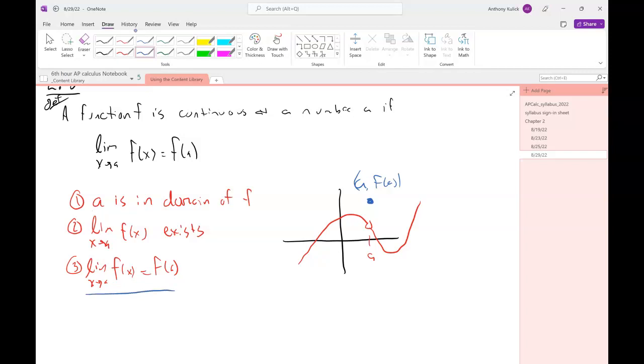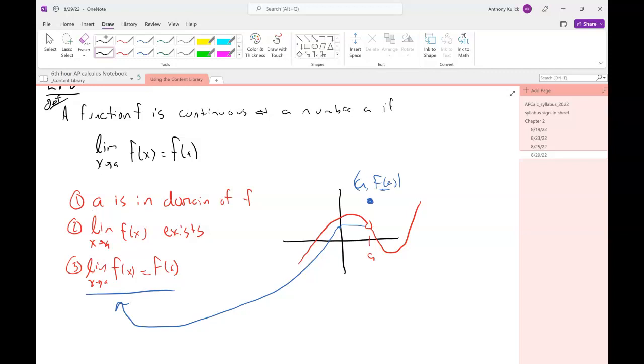Part three, that the limit doesn't agree with the function. Right? This value is my limit, not the same as that value. Everybody agree? So again, what continuity is saying is that the limits have to match up, and they have to match up at the value of the function. So it has to connect together. Cool? Okay.